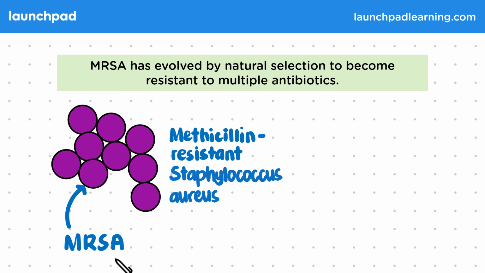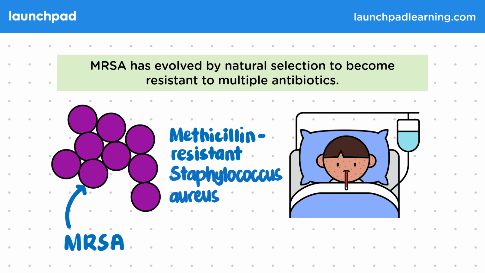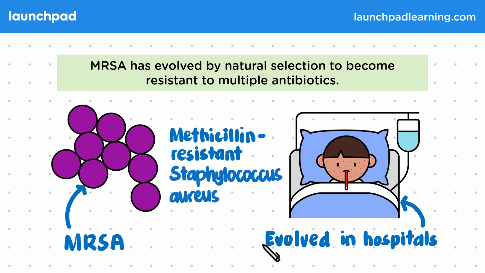Remember, penicillin originally comes from a mold, which is a type of fungus. MRSA evolved antibiotic resistance in hospitals where antibiotics were being used regularly. Remember that MRSA is the only example of an antibiotic-resistant bacteria that you need to memorize for the exams.